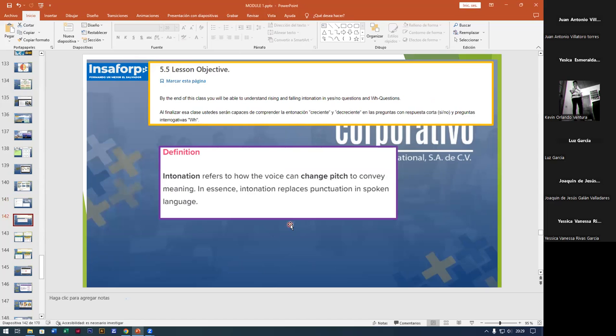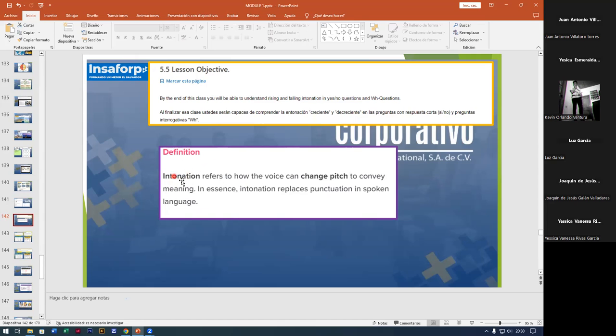Okay, we're going to continue here. It says by the end of this class, you will be able to understand rising and falling intonation in yes, no questions and WH questions. So that means that this one is when we give intonation to the words or to the questions, donde aplicamos la mayor fuerza de voz, donde elevamos la voz y donde se disminuye la fuerza de voz. So it's creciente o decreciente. So that's why we have definition here.